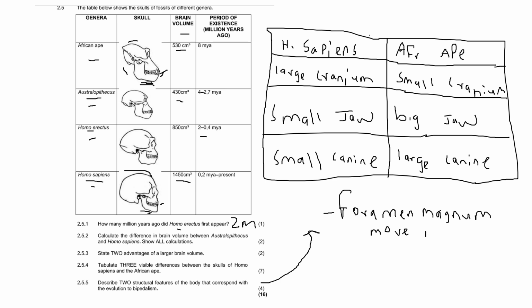It will move forward. For us to move with two legs, it must move forward. That's the first one, the foramen magnum. And then also remember, we have got our pelvis, that hip bone.